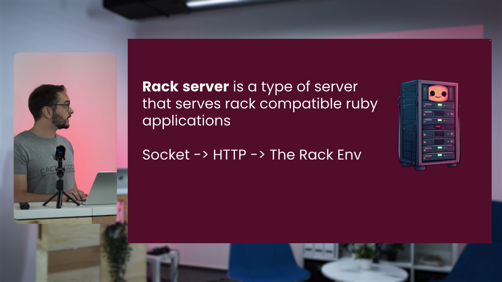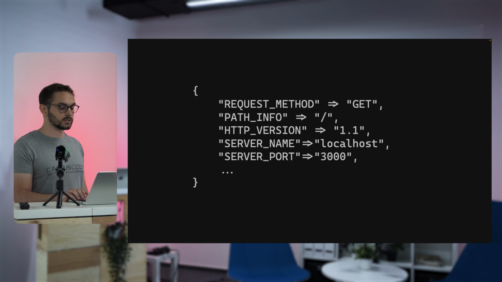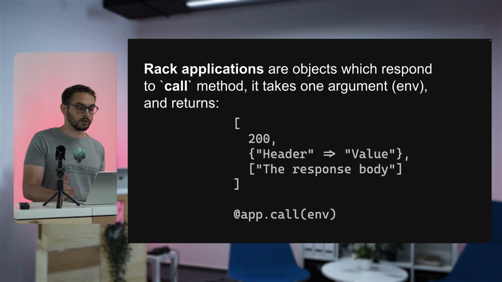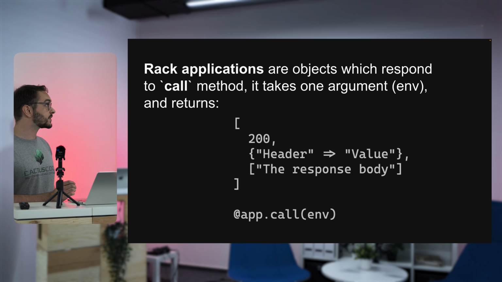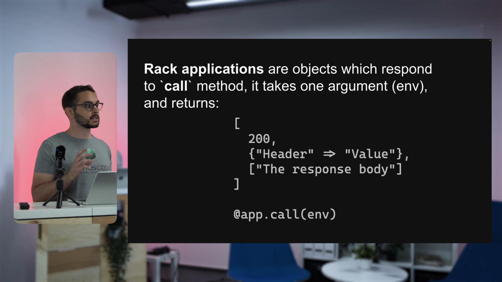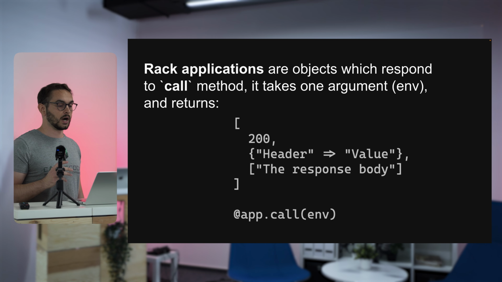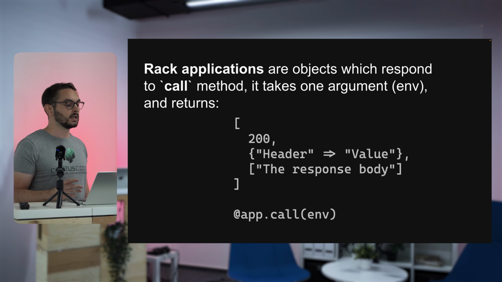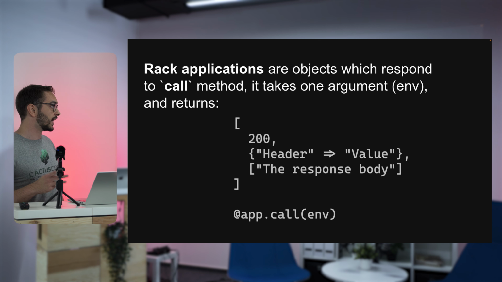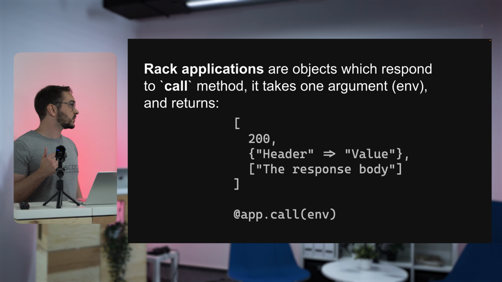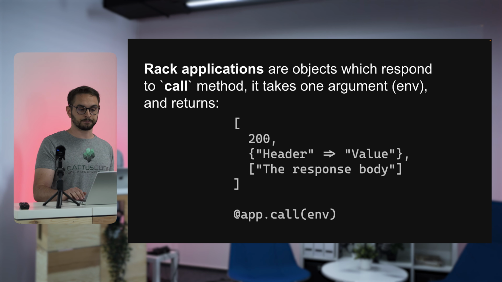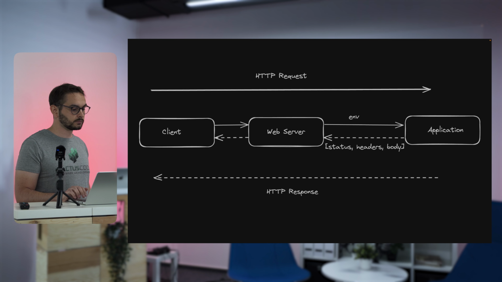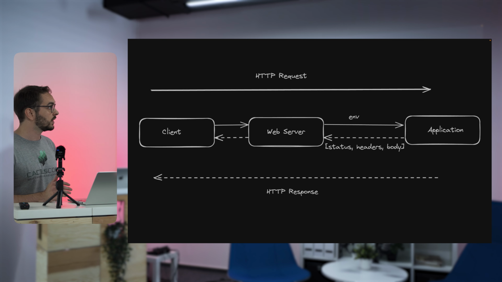As I said before, it serves Rack-compatible Ruby applications. But what are Rack applications? Rack applications are objects that respond to the call method and take exactly one argument, the Rack environment, and return an array of 3 items, which consists of a status code, headers, and a response body. Simple as that. So now we have the same flow, but now we know how they communicate between them.